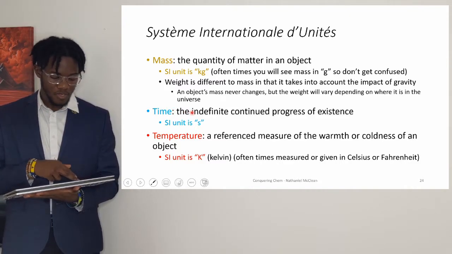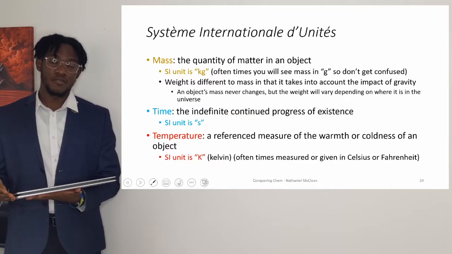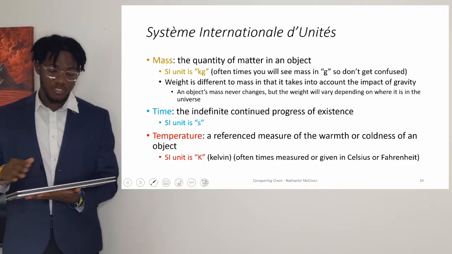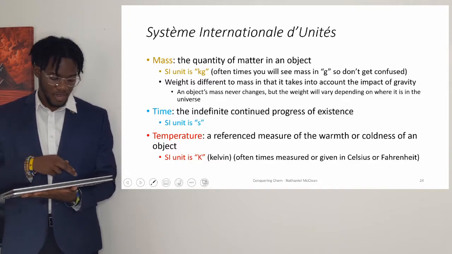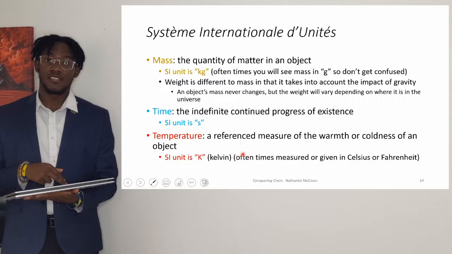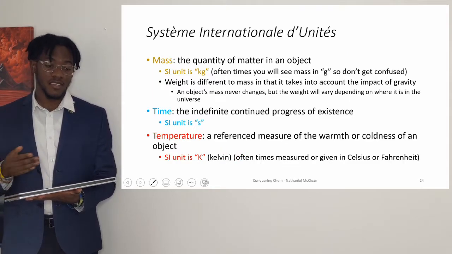We have time, which is the indefinite continued progress of existence. The SI unit for that is the second, or the symbol s. And then we have temperature, which is a measure of the warmth or coldness of an object. And the SI unit for that is Kelvin. Similar to mass, you might see Celsius or Fahrenheit more so than Kelvin, but always remember that the SI unit is actually the Kelvin.